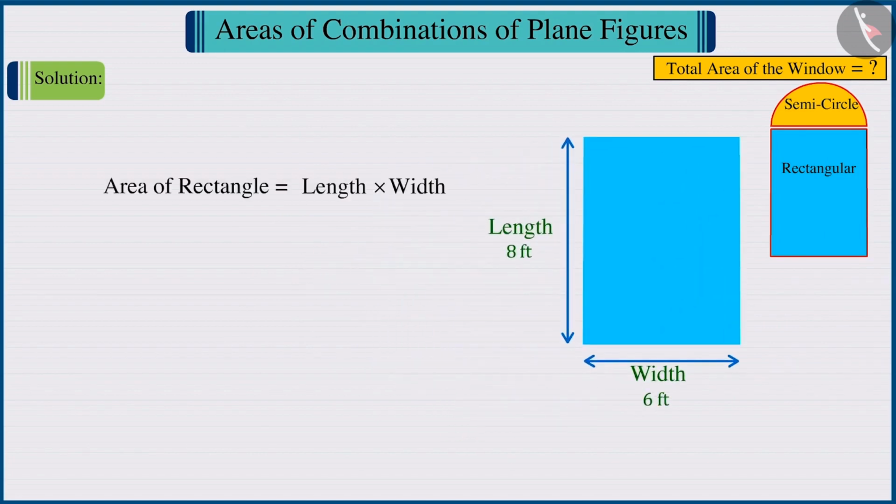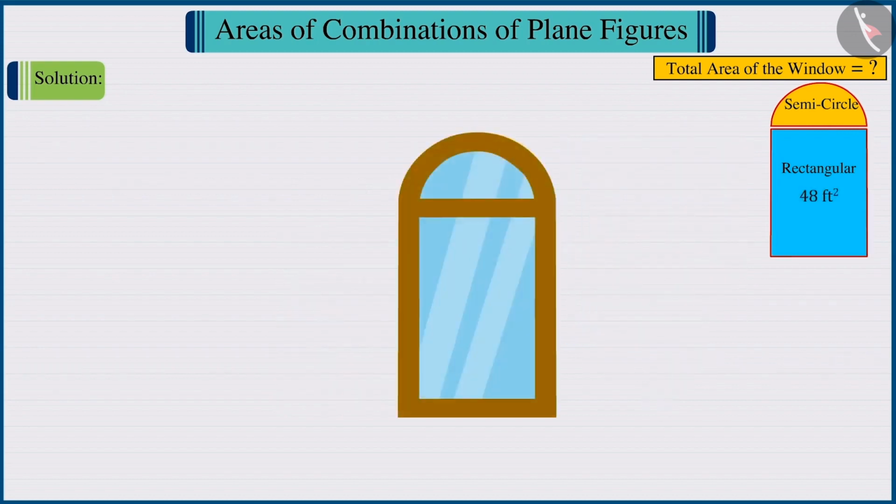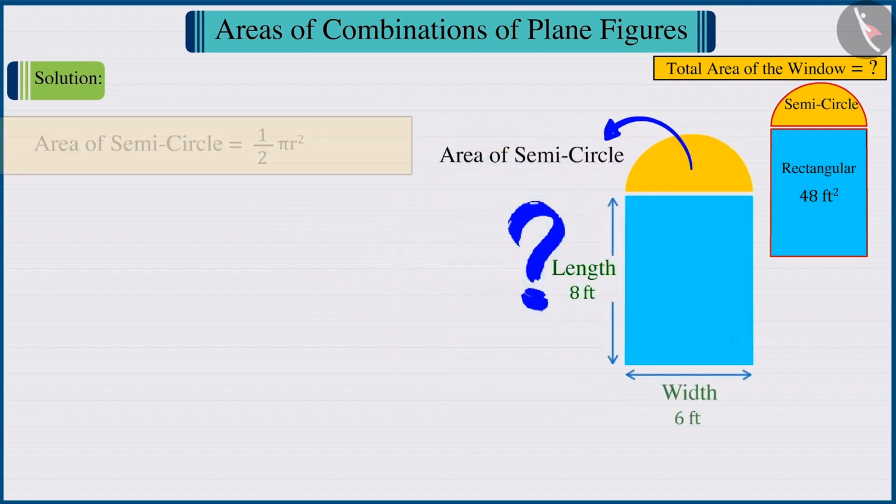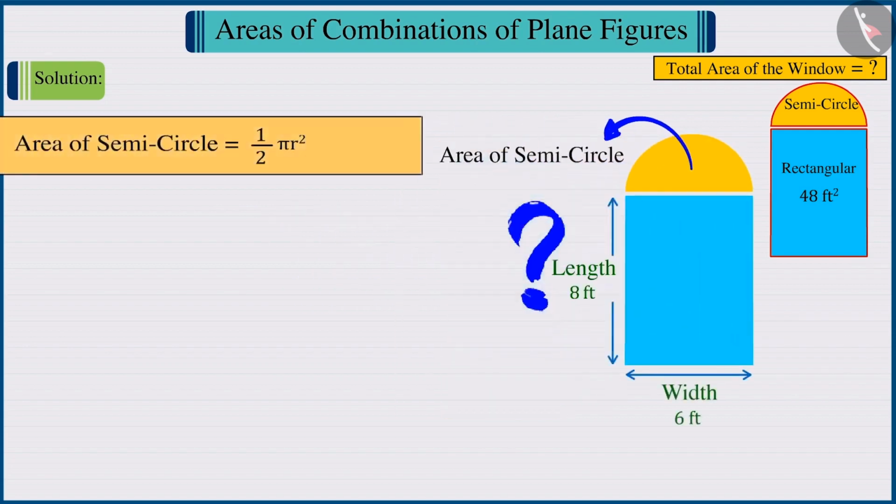So, substituting the value of the length and the width in the formula for the area of a rectangle, on solving, the area of the rectangular portion is obtained as 48 square feet. Since we have to find the area of the whole window, we will have to find the area of the upper portion of the window, that is, the semicircle. Can you tell what will be the area of the semicircle? Absolutely correct. Its area is equal to 1 by 2 pi r square.